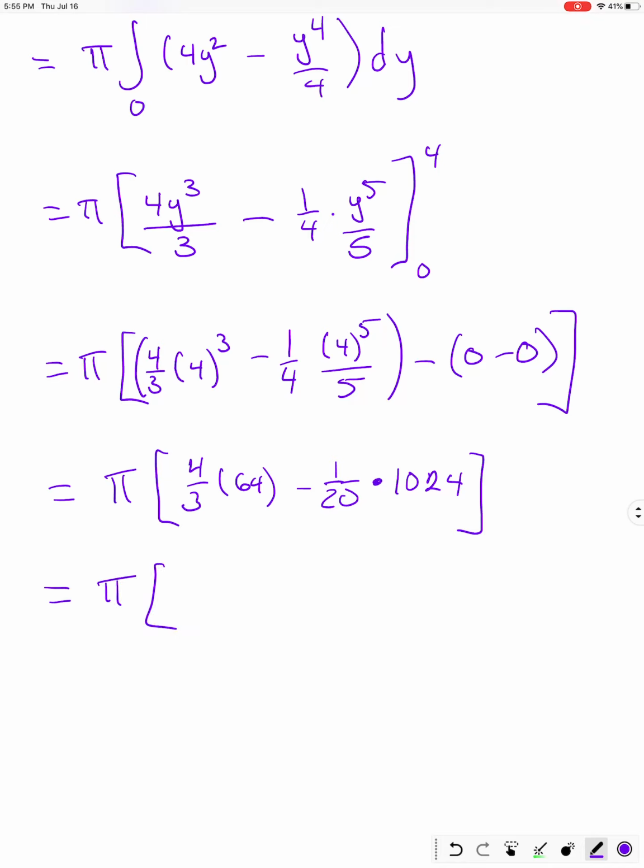And then it's just a matter of simplifying that. So 4 times 64, and divide that by 3, and I get 256 divided by 3. And then 1024 divided by 20 is the same as 256 divided by 5.